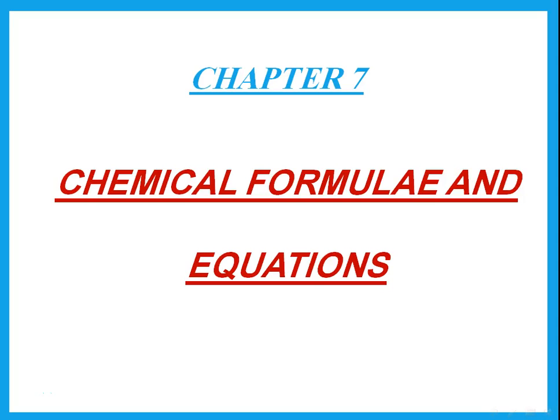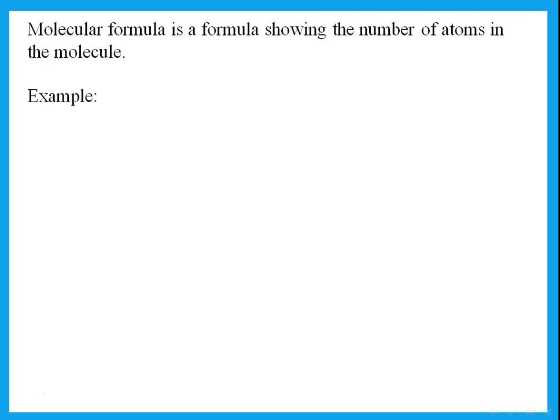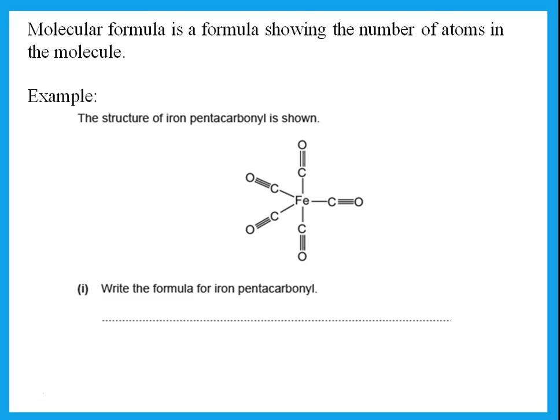Okay, so this is chapter 7 and this is talking about chemical formula and equations. So here we're going to learn how to write a chemical formula and how to write chemical equations. First of all, a chemical formula or a molecular formula is a formula showing the number of atoms in the molecule. So you can deduce that, for example, from the structure of the molecule.